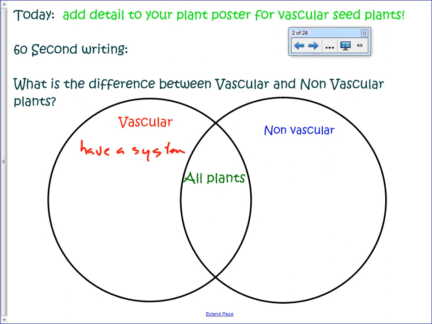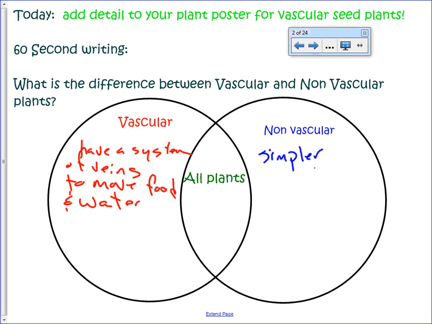Okay, they have a system of veins or tubes to move food and water. And how does that make them different or adapted to live in different areas? How does that help them? Say another one. Simpler, shorter, and these ones are taller. So one thing, the vascular system allows the plants to be tall because it transports the water.